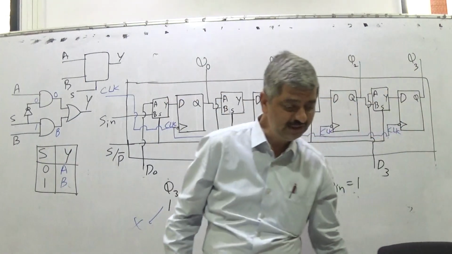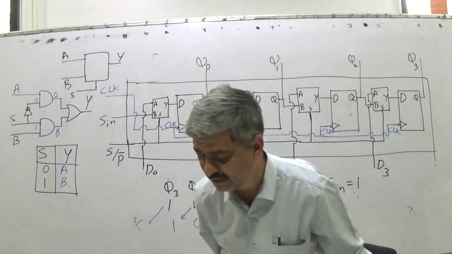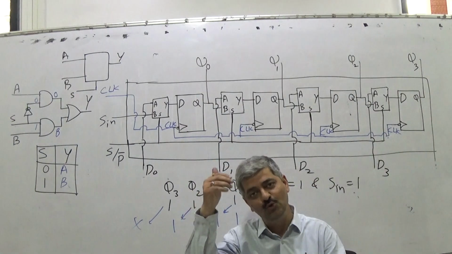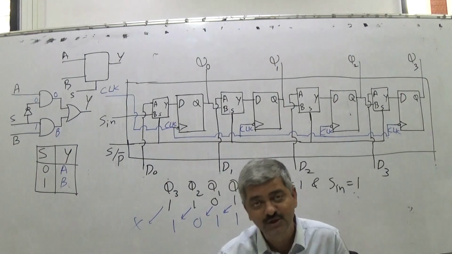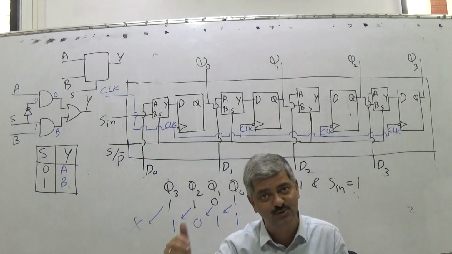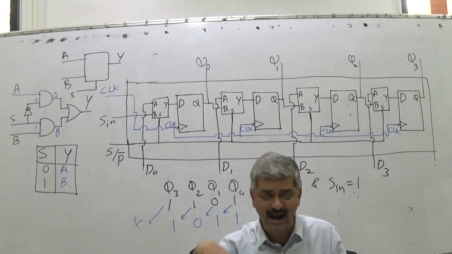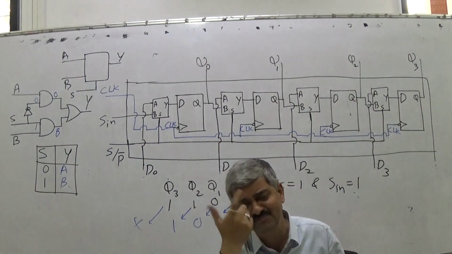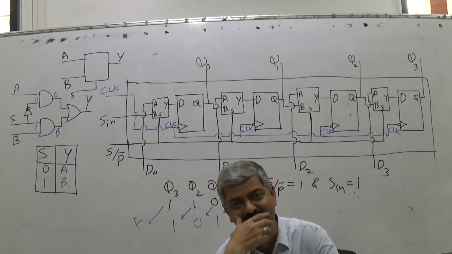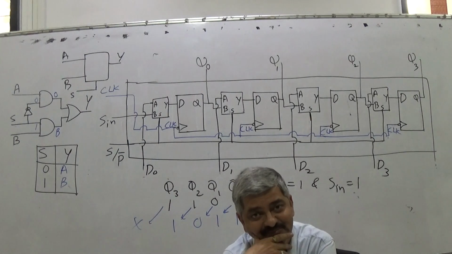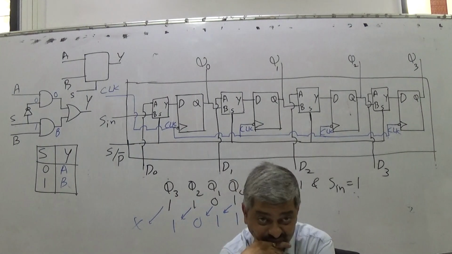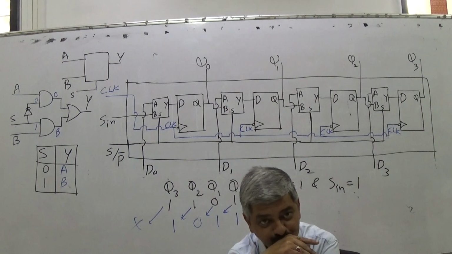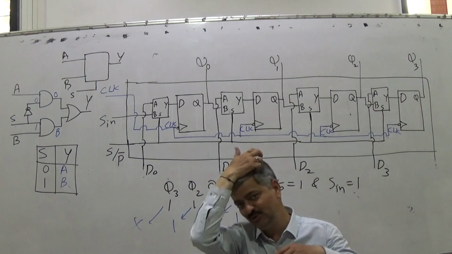So what is in serial mode? What is Q0? In serial mode, Q0 is Sin. What is Q1? Q1 is old Q0. What is Q2? Q2 is old Q1. What is Q3? Q3 is old Q2, and old Q3 is left out. Now somebody will say, sir, why is it like this? Can I do it in reverse manner? Means shifting should be reverse, right shift.